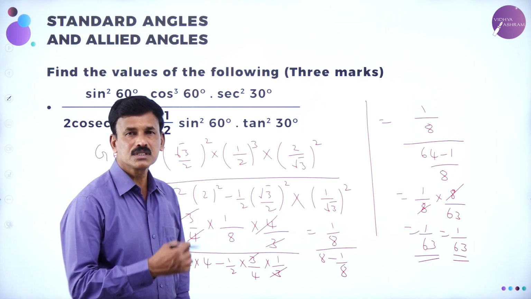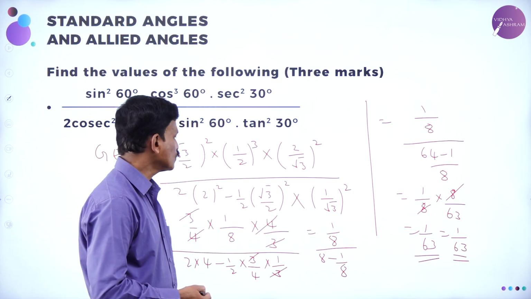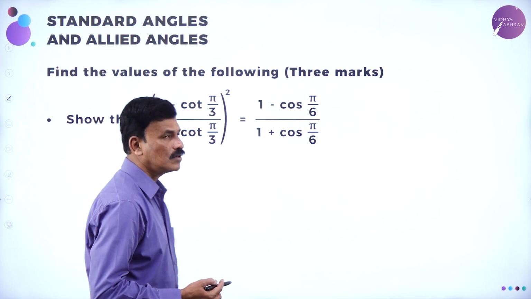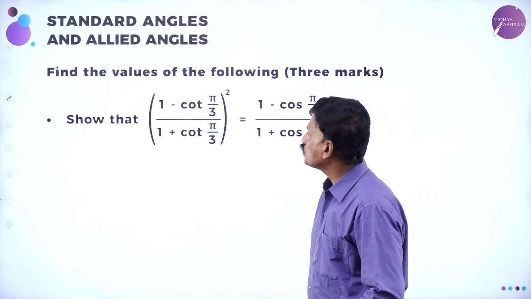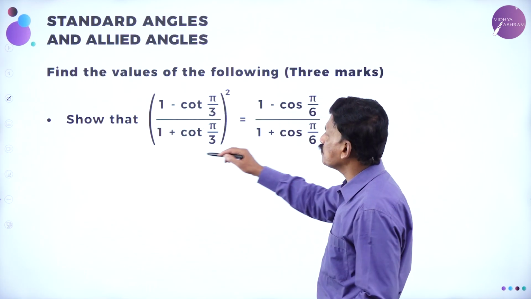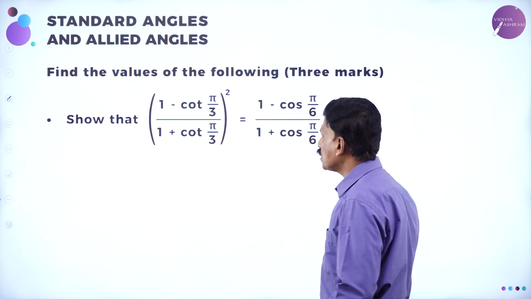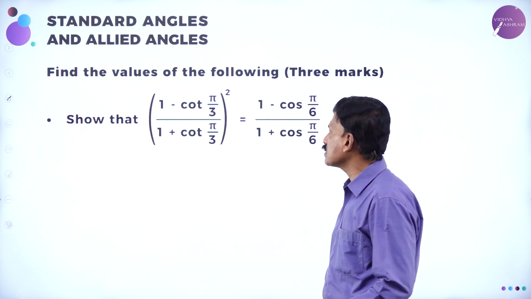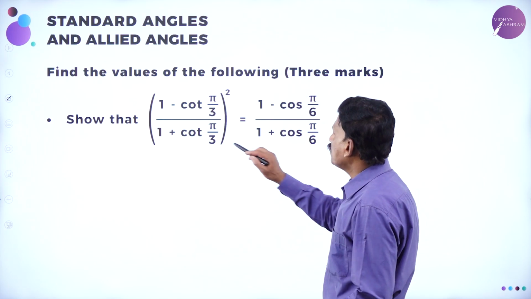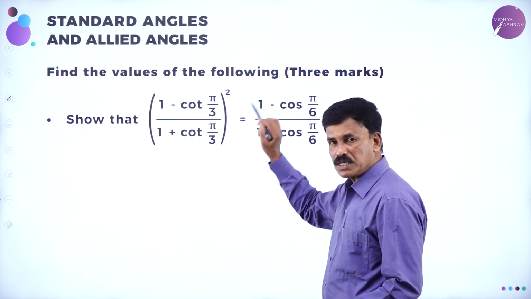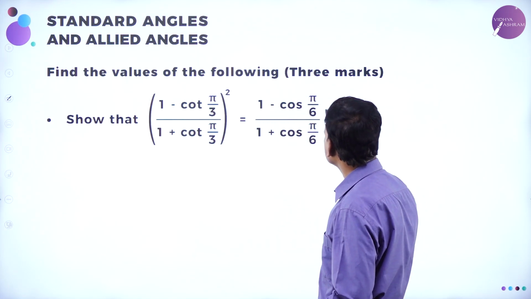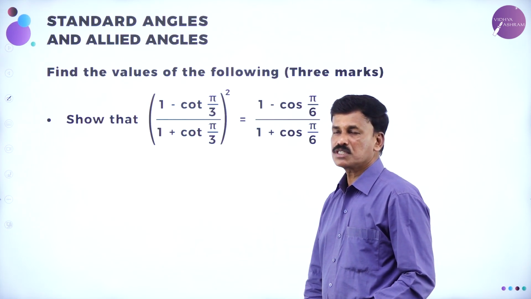That's it. This is how we are going to solve this problem. Now move on to the next problem. The problem given here is: find the value of this. That means show that (1 minus cot pi by 3) by (1 plus cot pi by 3), whole square, is equal to (1 minus cos pi by 6) divided by (1 plus cos pi by 6).